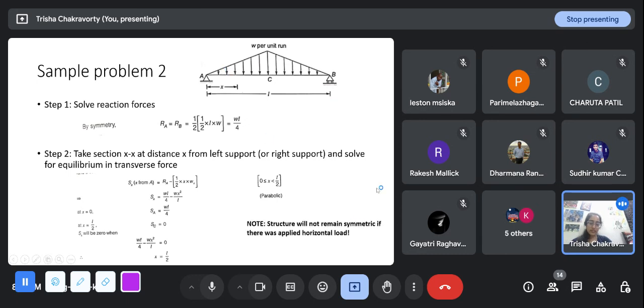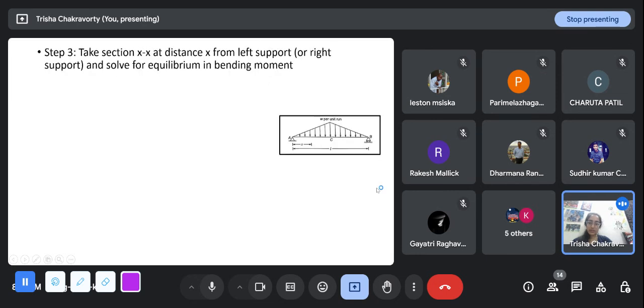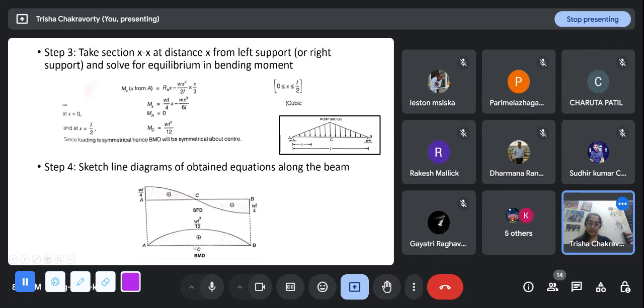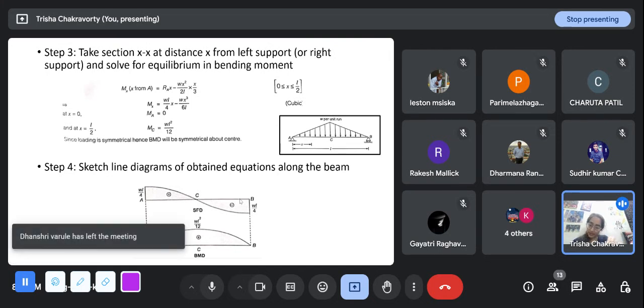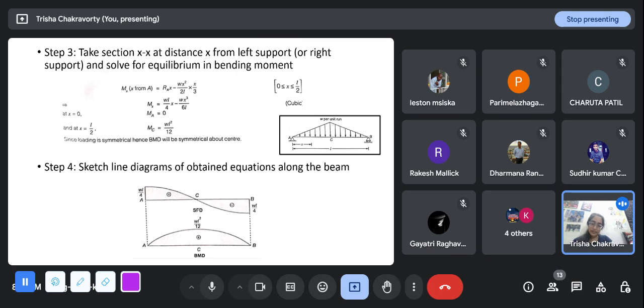the structure will not remain symmetric if there was applied horizontal load. So let us look at the diagram first. And now when the load was uniformly distributed, that is in the form of a rectangle, the shear force diagram would be joined by a straight line. But here, since the loading is one degree higher, the shear force diagram will be one degree further higher. So it will be a parabolic equation.